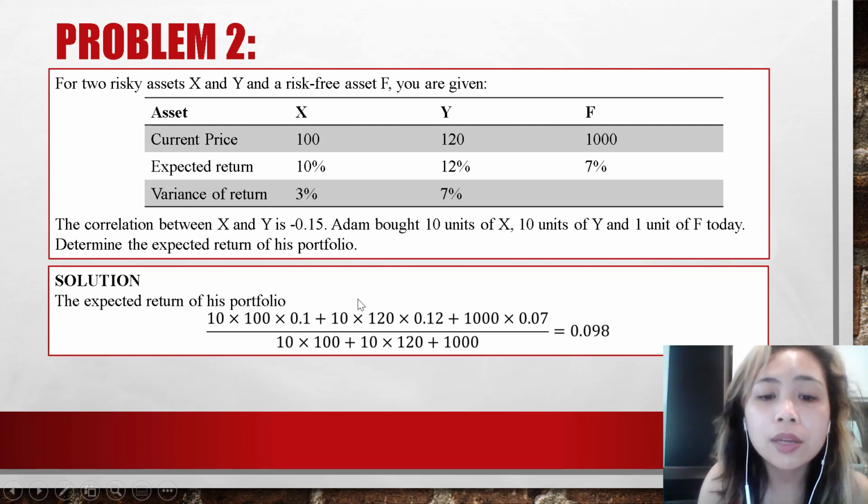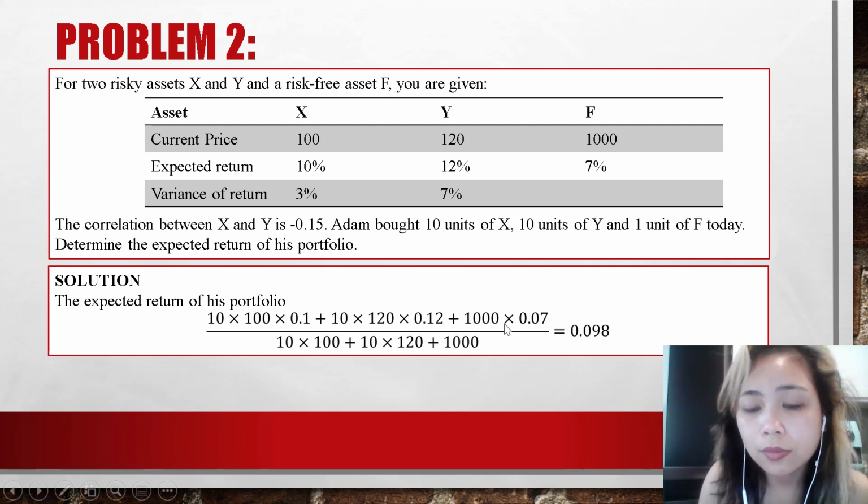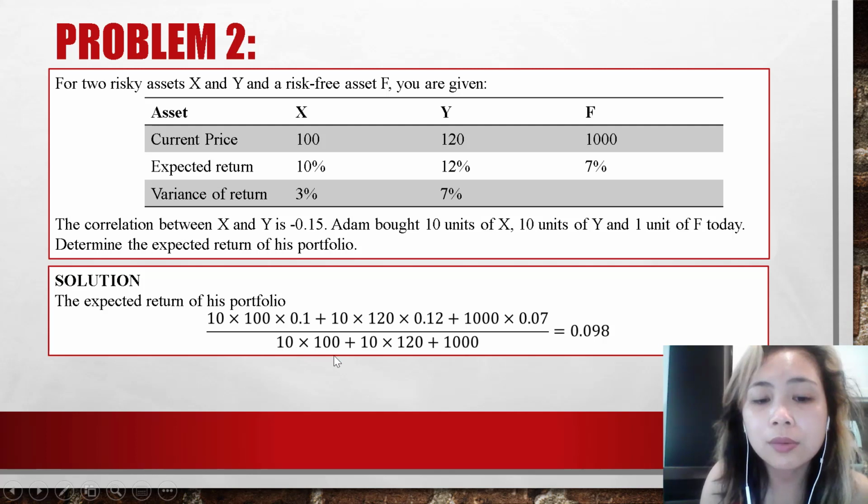Then for Y, we invest 10 times 120, which is 1,200, and the expected rate of return is 0.12, which is 12%. And for F, we invested $1,000, and the rate is 0.07. We add them all together, then divide by the total money that we invested. We get 10 times 100 plus 10 times 120 plus 1,000 in the denominator. Doing the calculation, we get 0.098, which means 9.8%.